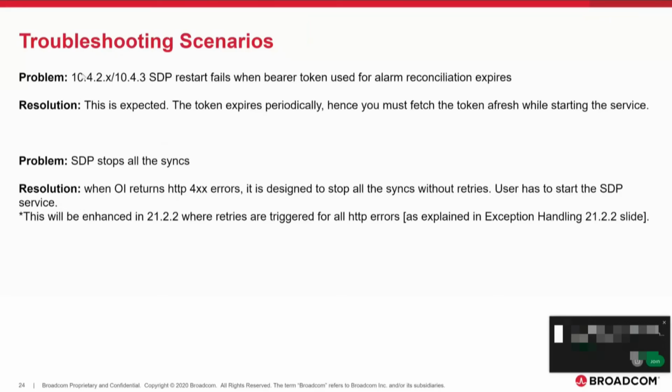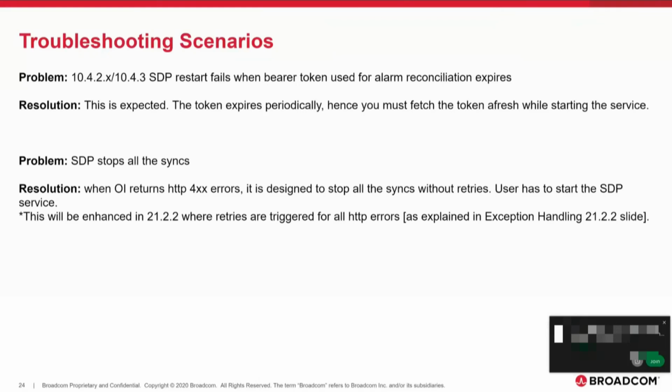Another problem is specific to 10.4.2 and 10.4.3: HTTP restart fails when the bearer token used for alarm reconciliation expires. As I mentioned, from 10.4.3.1 onwards we are using a service account. Earlier we were using the bearer token, which we used to take from the browser after logging into OI. This token is only used at startup of Spectrum Data Publisher for alarm reconciliation, and it expires after 20 minutes.